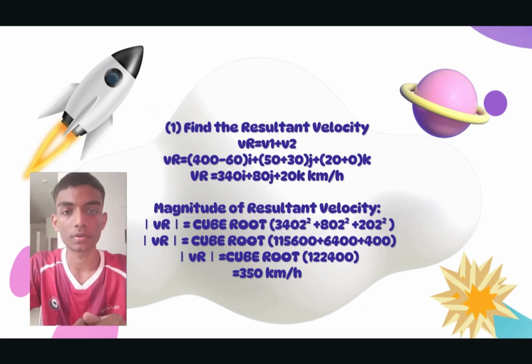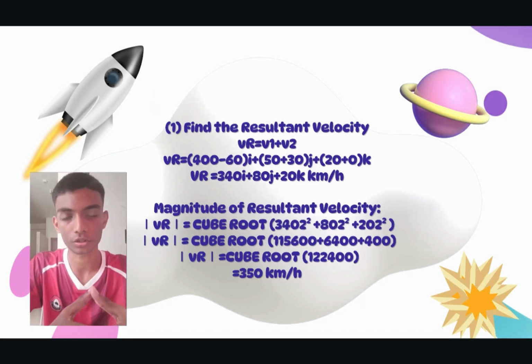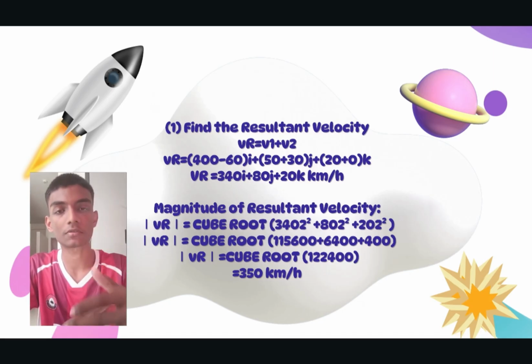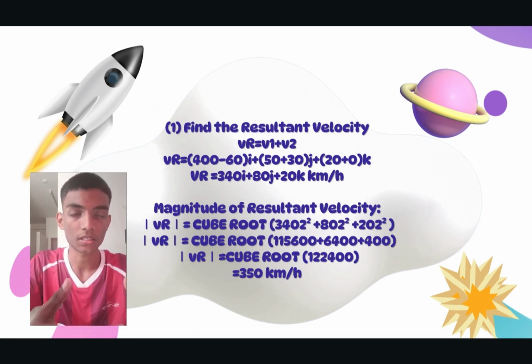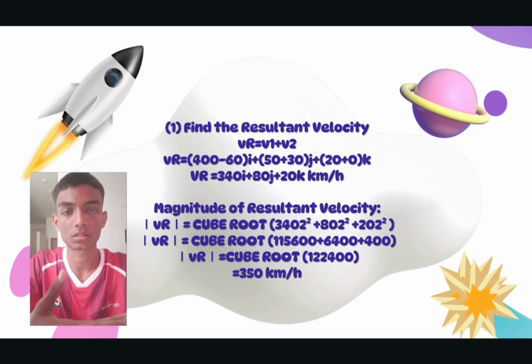To answer the first question, we have to find the resultant velocity. The resultant velocity formula is Vr equals V1 plus V2. Vr is equivalent to 400 minus 60 i plus 50 plus 30 j plus 20 plus 0 k. So Vr is equivalent to 340i plus 80j plus 20k km per hour.